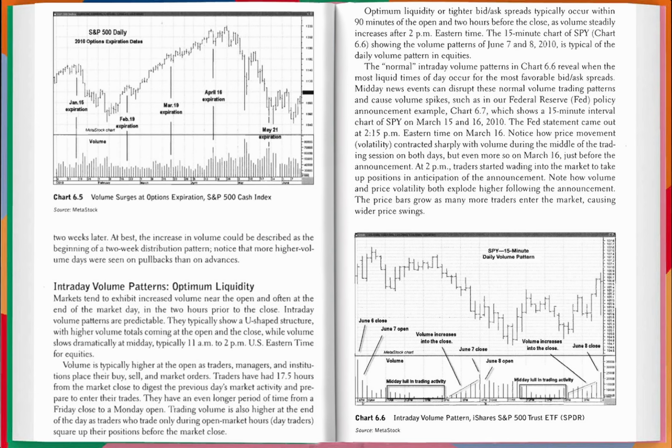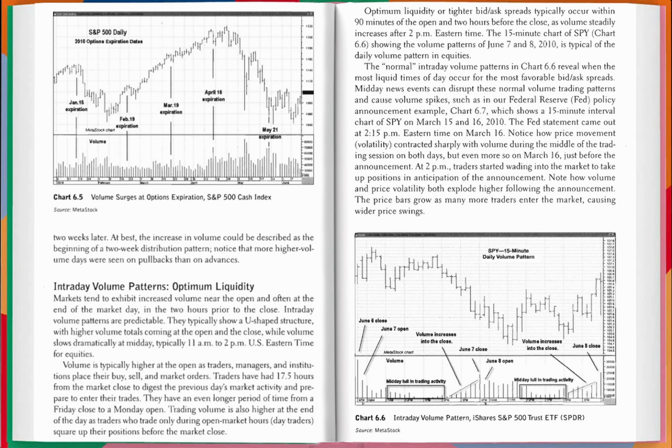Optimum liquidity, or tighter bid-ask spreads, typically occur within 90 minutes of the open and 2 hours before the close, as volume steadily increases after 2 p.m. Eastern Time. The 15-minute chart of SPY, Chart 6.6, showing the volume patterns of June 7 and 8, 2010, is typical of the daily volume pattern in equities. The normal intraday volume patterns in Chart 6.6 reveal when the most liquid times of day occur for the most favorable bid-ask spreads. Midday news events can disrupt these normal volume trading patterns and cause volume spikes, such as in our Federal Reserve Fed policy announcement example.